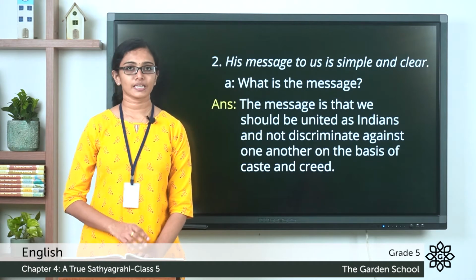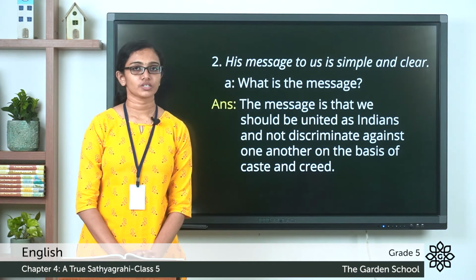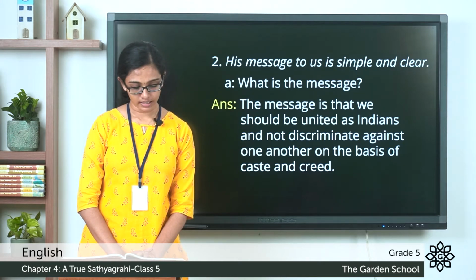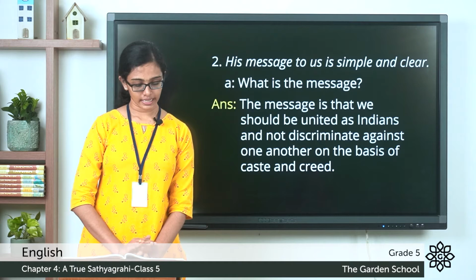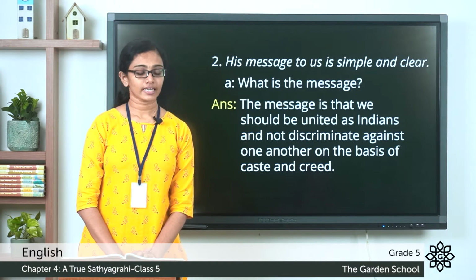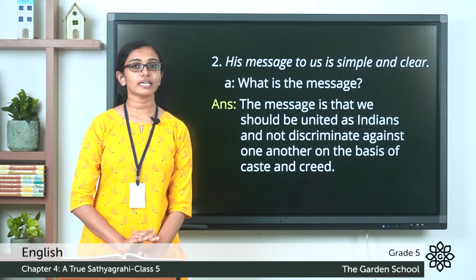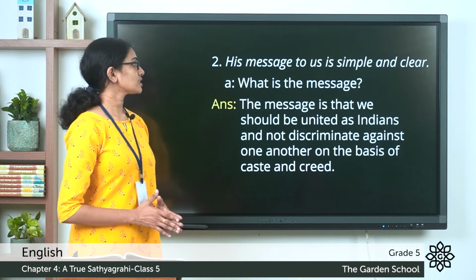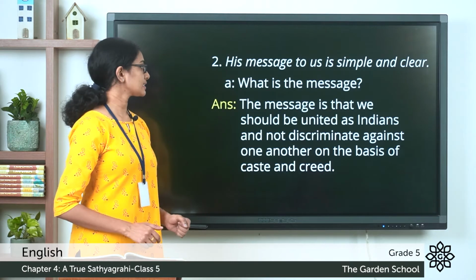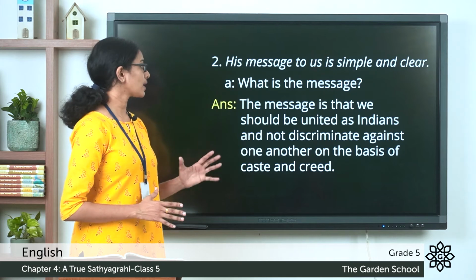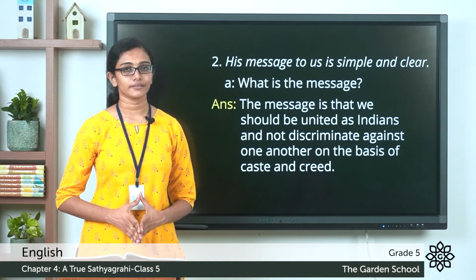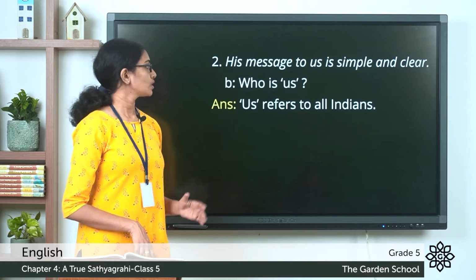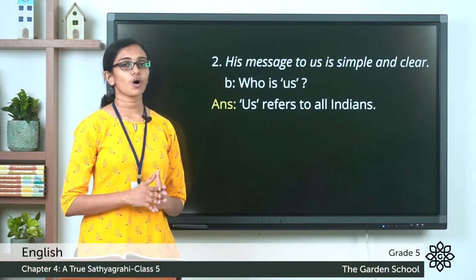Now, question number 2. His message to us is simple and clear. What is the message? So in the poem, we can read the lines. His message to us is simple and clear. If we ignore it, the price we pay is dear. Discriminate not on creed and caste. Stand united, be Indian first and last. So what is the message? How do you answer this question? The message is that we should be united as Indians and not discriminate against one another on the basis of caste and creed. Clear? Now let's see the next question. Who is us? So in the poem, us refers to all the Indians.